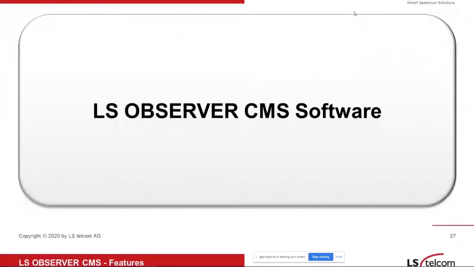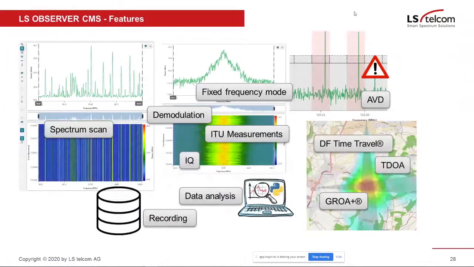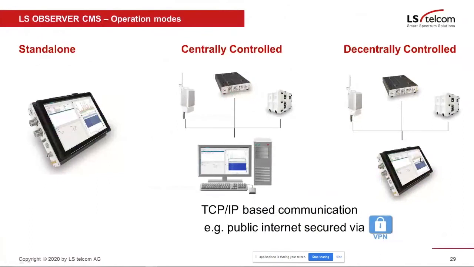LS Observer CMS is a pretty modern and innovative software. With a wide range of powerful features, only the highlights are listed, from spectrum scan over demodulation, ITU compliant signal parameters measurements, IQ data record, automatic violation detection, data analysis, also including geolocation and direction finding features, which I will introduce later with DF time travel, TDOA, and GROA plus. So CMS has a very powerful range.